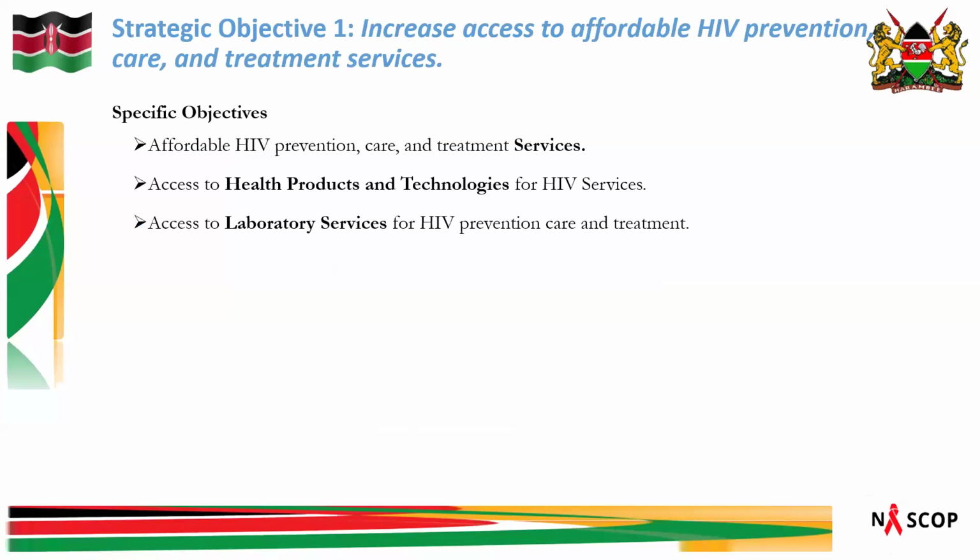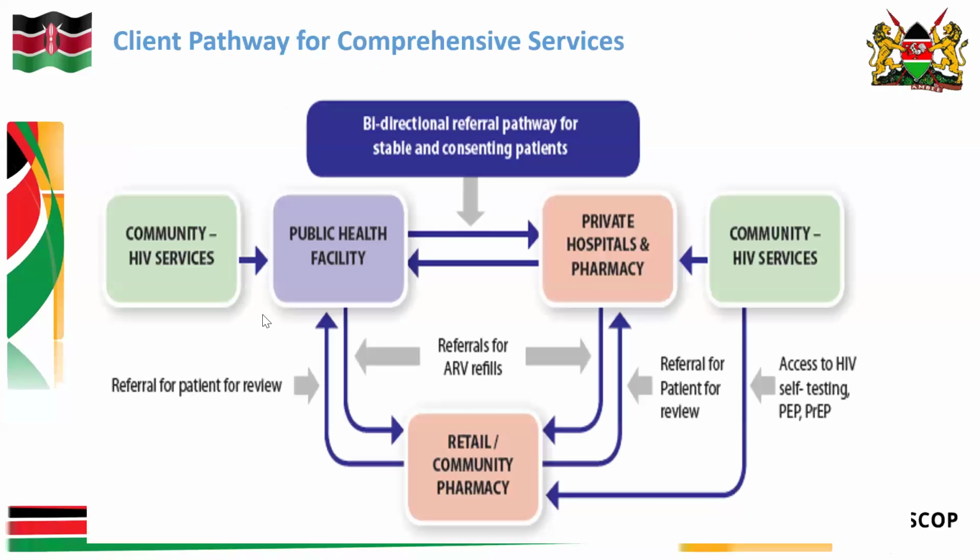So strategic objective number 1 is increasing access to affordable HIV prevention, care, and treatment. It has some specific objectives, and this is what we are really dwelling on in this part on implementation of this private sector engagement framework. The framework outlines the client pathway for comprehensive services. As you can see, we have the community services, the public facility, the private hospitals and pharmacy. Then there is a referral of patients for review, and there are referrals for ARV refills.